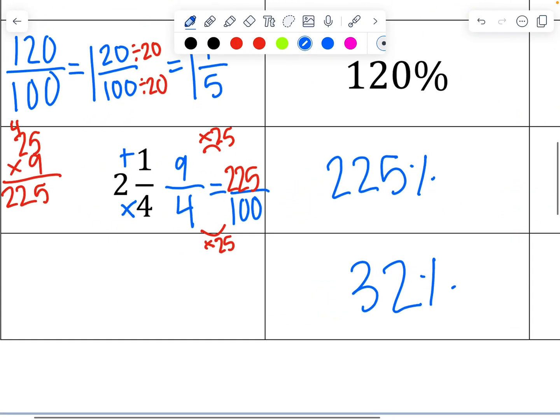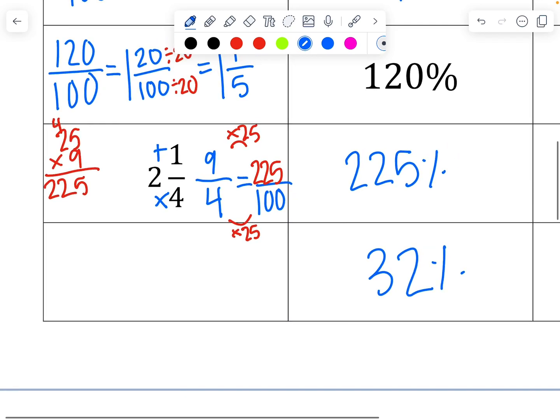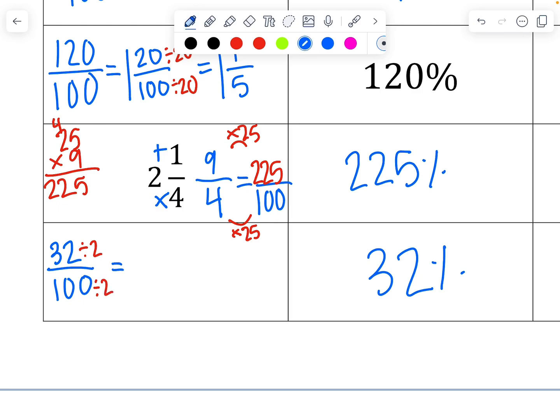So to change 32% to a fraction, it has to start over 100, so 32 over 100, and then we simplify. So what can we divide 32 and 100 by? On a lot of these, I like to think small, so I know that they're both even numbers, so I can divide them both by 2. So 32 divided by 2 is 16, 100 divided by 2 is 50.